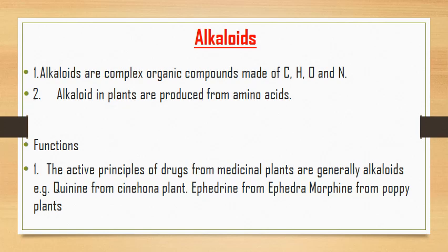Next is alkaloids. Alkaloids are complex organic compounds made up of carbon, hydrogen, oxygen and nitrogen. Alkaloids in plants are produced from amino acids. Functions. The active principles of drugs from medicinal plants are generally alkaloids. For example, quinine from cinchona plant, ephedrine from ephedra, morphine from poppy, etc.